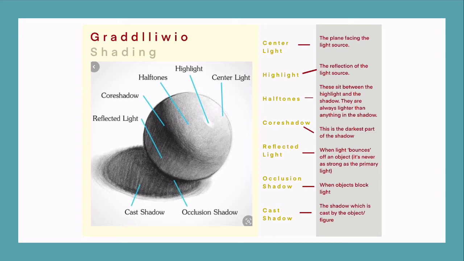Reflected light is when light bounces off an object, and it's never as strong as the primary light. Occlusion shadow is when objects block light. And then we have the cast shadow, which is the shadow cast by the object or figure. So whatever you're trying to draw, you'll have to have a shadow behind it to make it look lifelike.